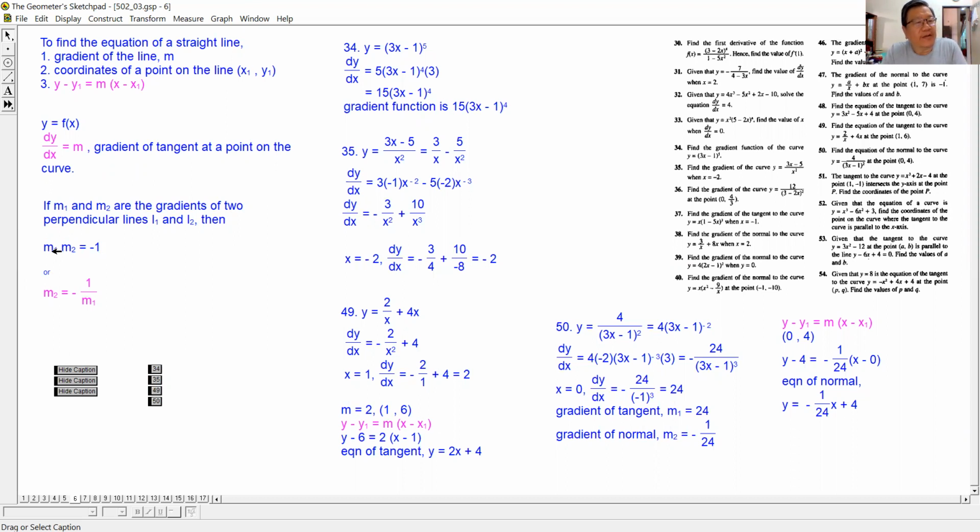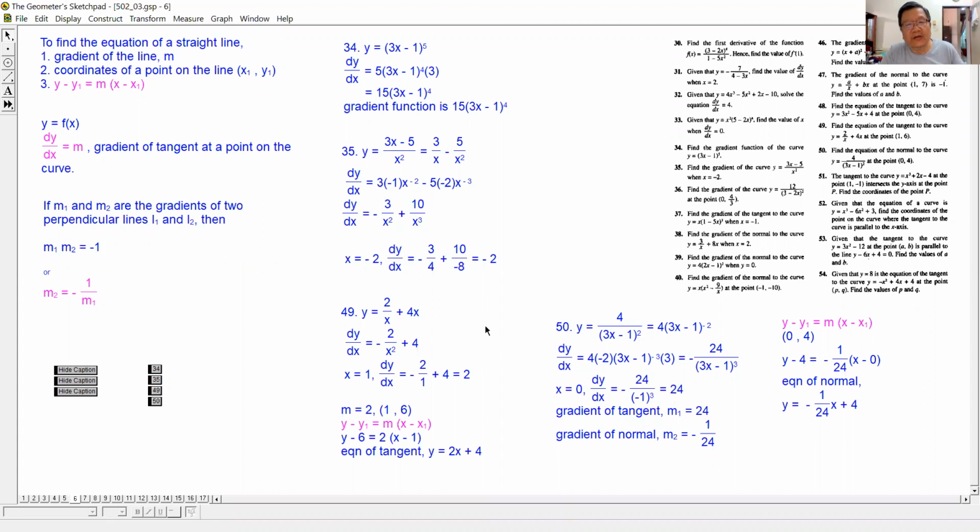If m1 is the gradient of tangent, m2 is the gradient of normal, then the product of m1 and m2 is -1. But we seldom use the equation in this form. Normally we use this form, the red color. That is, the gradient of normal is the reciprocal of the gradient of tangent, and you have to change the sign. If it's positive, you change to negative. Negative, you change to positive. Right?